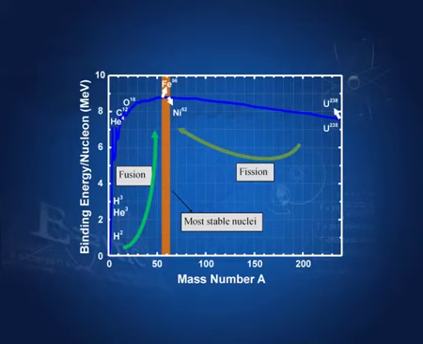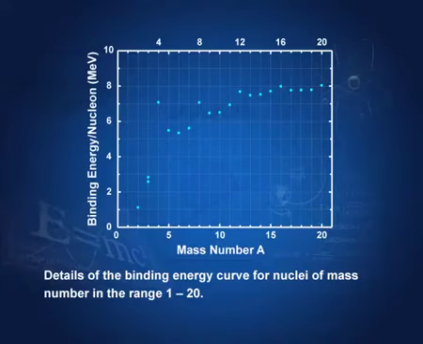Both fusion and fission give us energy, because the binding energy per nucleon is increasing. If it is increasing, that means that energy is given out. The difference between the binding energy of this and this is given out, and that is the energy we get in fusion and fission. In this case, you may not be able to see the details of nuclei up to, let us say, mass number 20. So, just to show you that, I have plotted this graph, and I will point out a few things here.